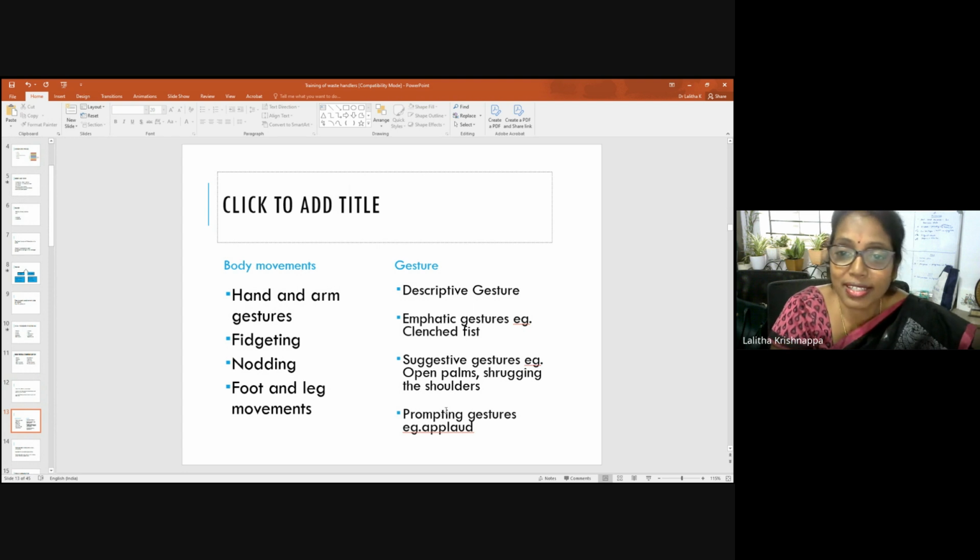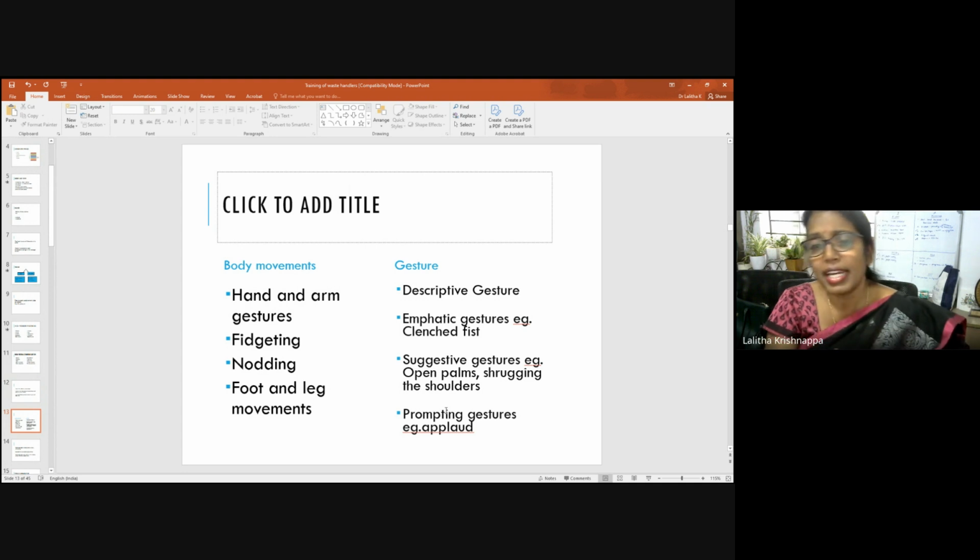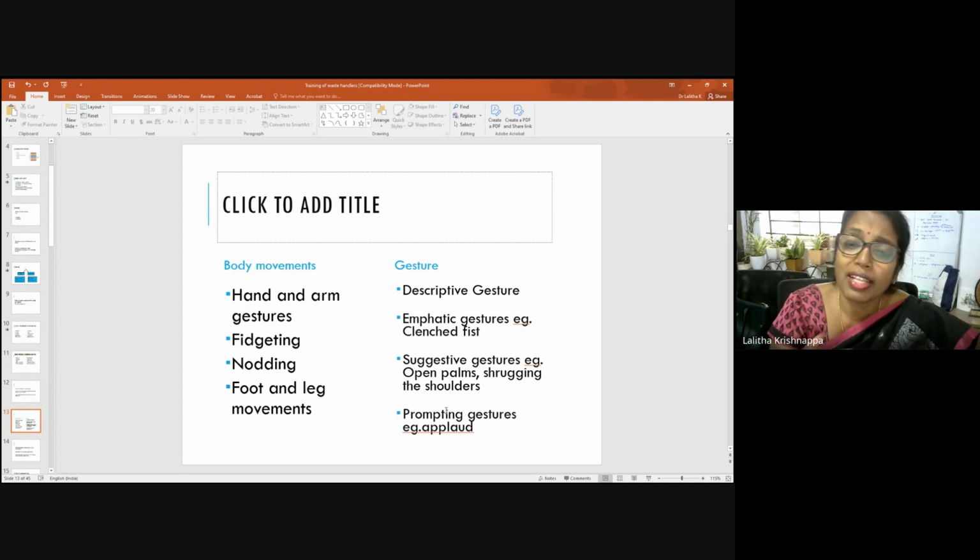So gestures are something where usually we talk of hand and arm gestures, descriptive gestures. For example, if I want to show it is round, I can show this. This will make you understand that I'm talking of something round, or a flower. These are some of the gestures we use. Emphatic gestures, like clenching a fist, are called emphatic gestures. Suggestive gestures, like open arms.